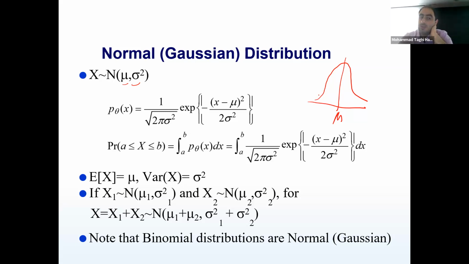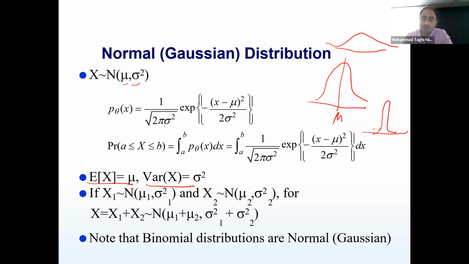Depending on mu and sigma, you can see what the shape of it is. It can have a heavy tail like this, or it can have a very light tail, or something like this. But these two parameters exactly decide the shape. So for the normal or Gaussian distribution, we know that the expectation is mu, and the variance is sigma squared.